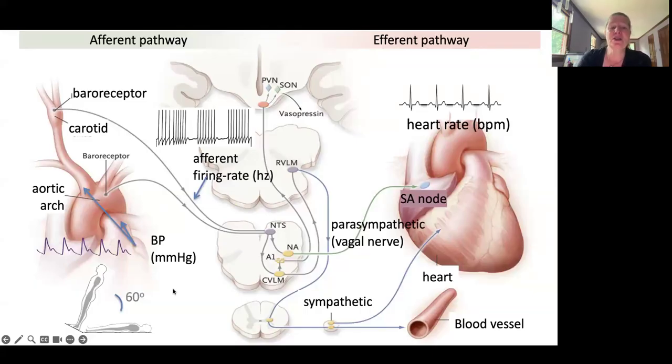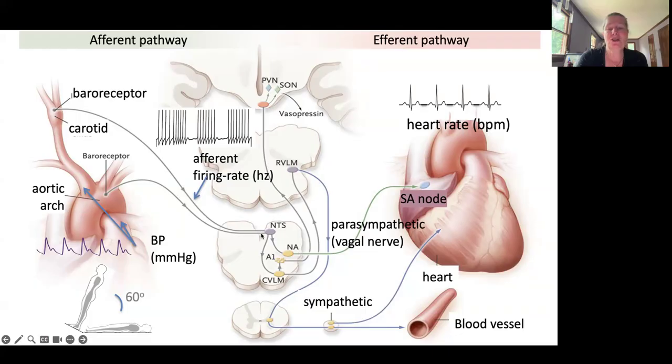I know this is a really complicated slide, but let me walk you through what's happening here. When you go from lying down to standing up, you can see from this guy that we are shifting volume from the upper body to the lower body. As a result, the blood pressure in your aortic arch will decrease. There are neurons sitting on the aortic arch and in the carotid sinuses. They are stretch-sensitive neurons, and so they sense changes in blood pressure. It's part of the autonomic nervous system.